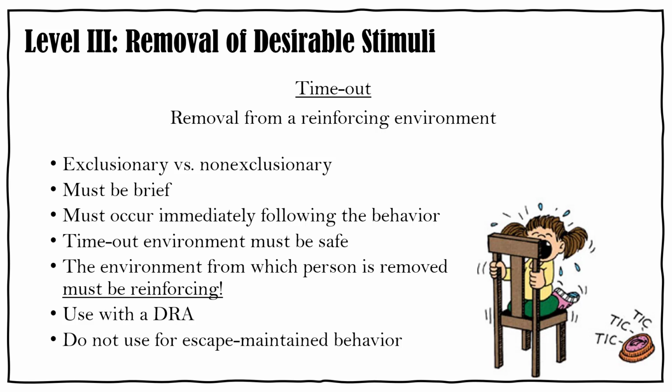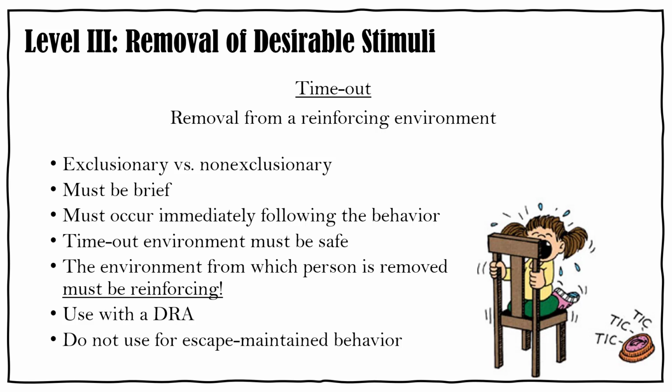And then do not use this for escape maintained behavior. So this is where that function really comes into play. You really want to go through that function-based assessment, figure out the function of the challenging behavior before you implement. We talked about this with the extinction video. Before you implement extinction, before you go to level 3 and implement a punishment procedure. If the kid wants to escape from the environment and you put them in timeout, you're actually reinforcing the behavior. And this happens a lot in the educational setting.